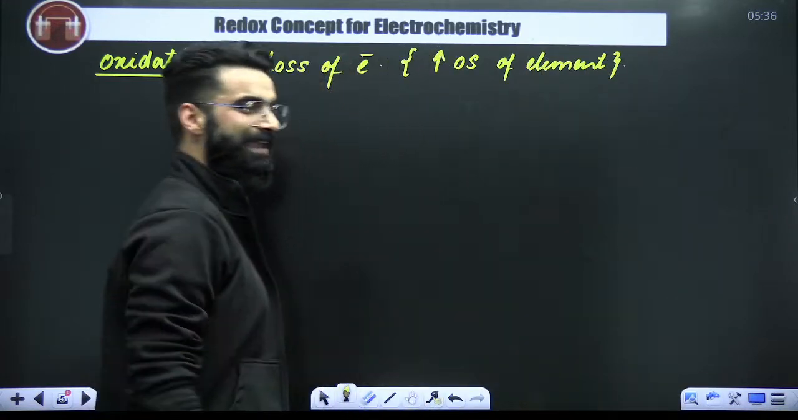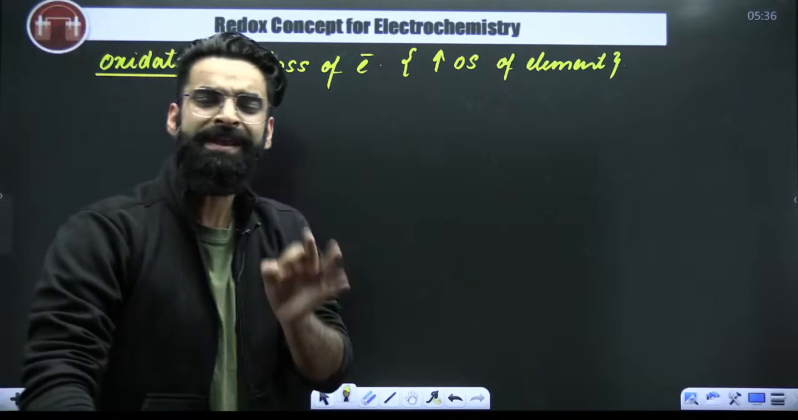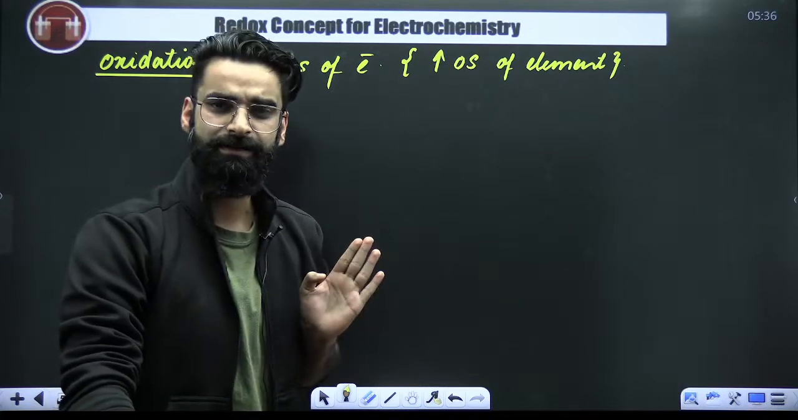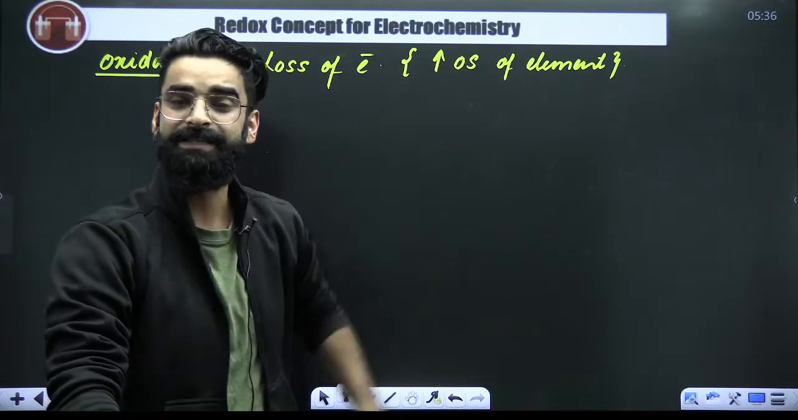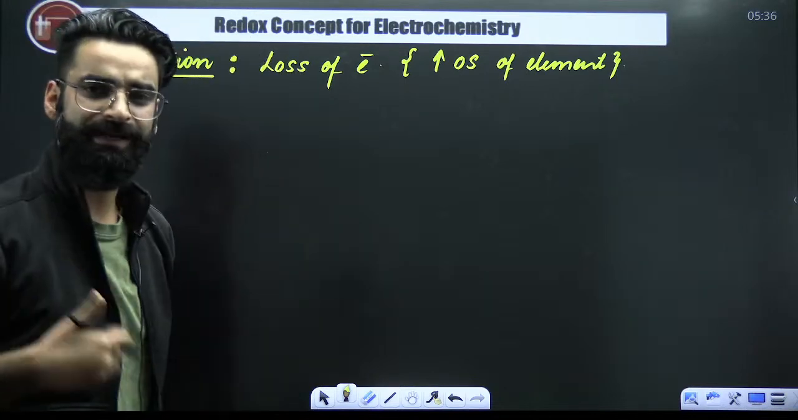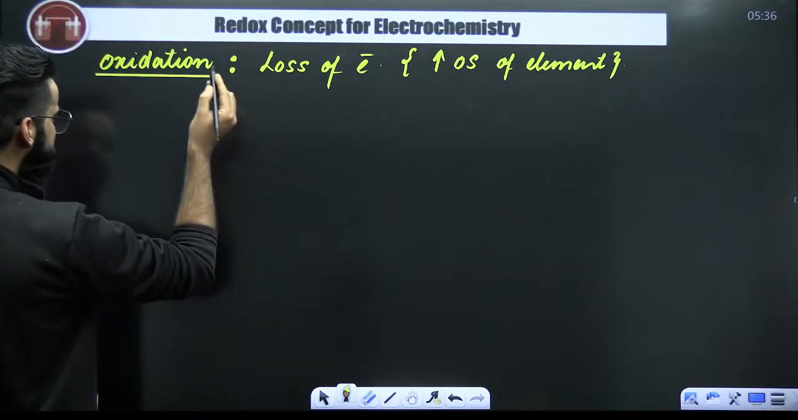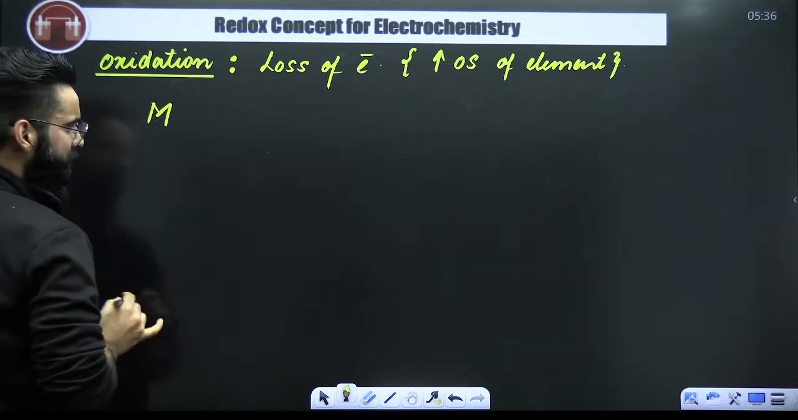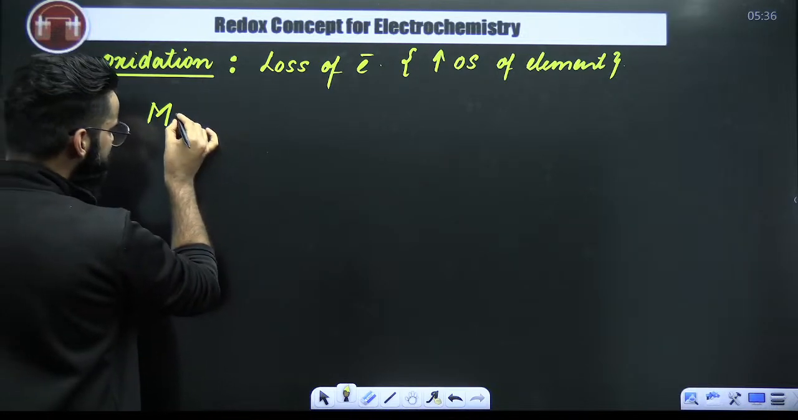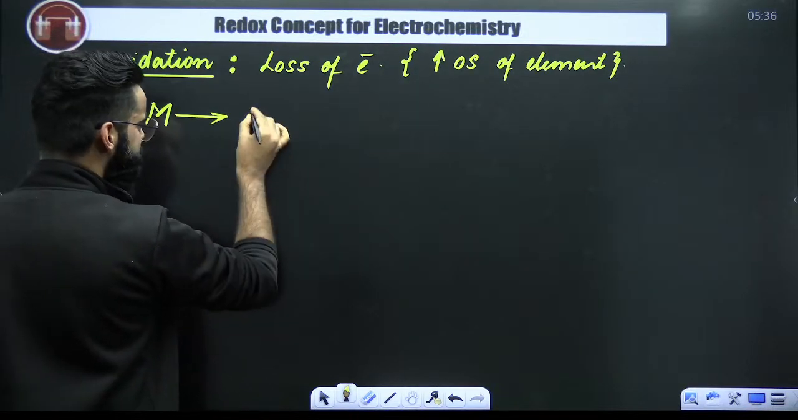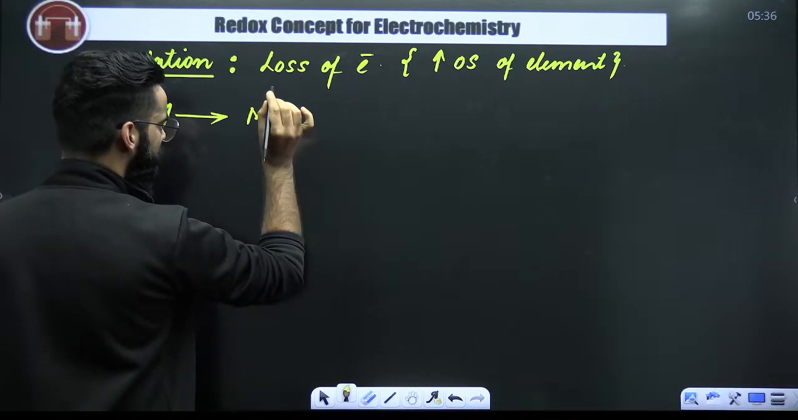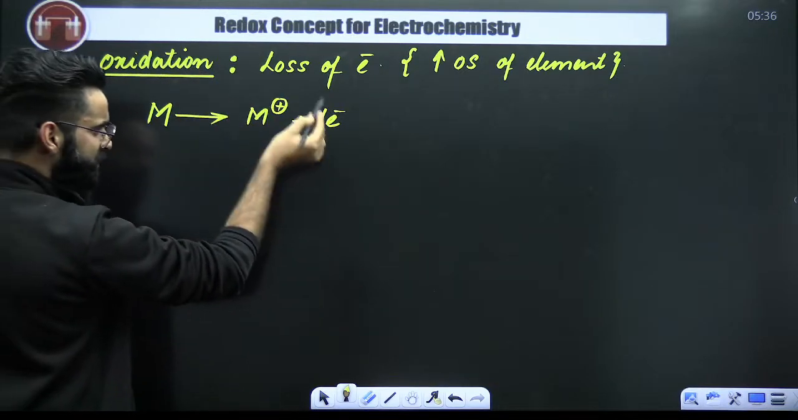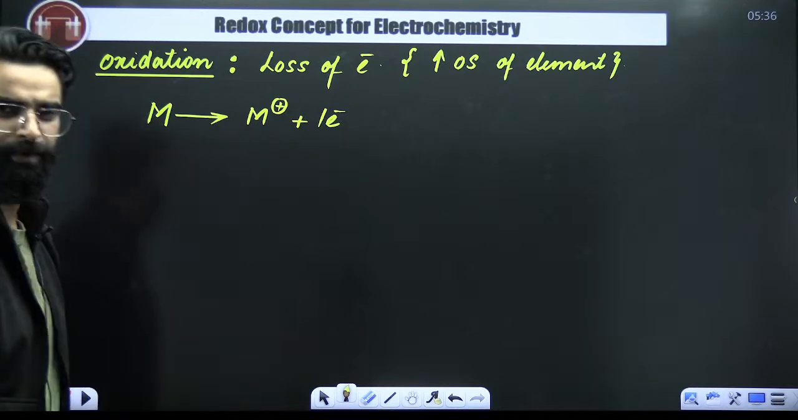Increase in the oxidation state of an element is termed as oxidation. Whenever you see an element undergoing an increase in the oxidation state, you'll directly say that particular element is undergoing oxidation. Now let's get to know what it exactly means. Have a look, people. For example, I have an element M. I'm assuming this M is losing, let's say, one electron, and it is getting converted into M positive, M+.